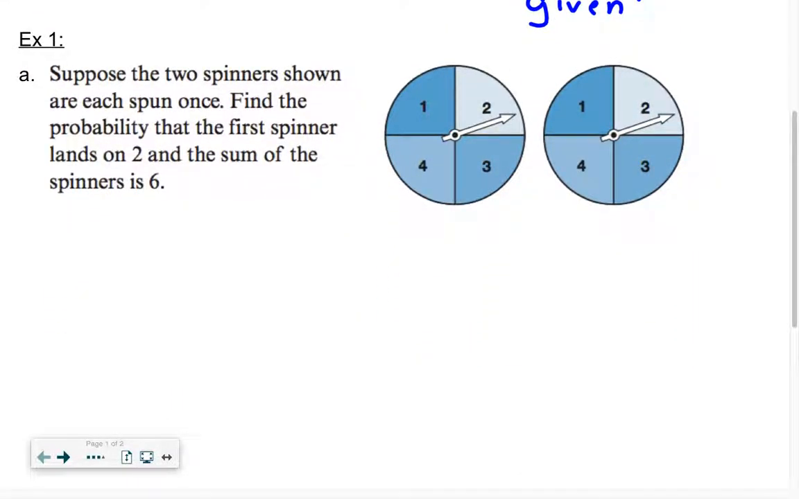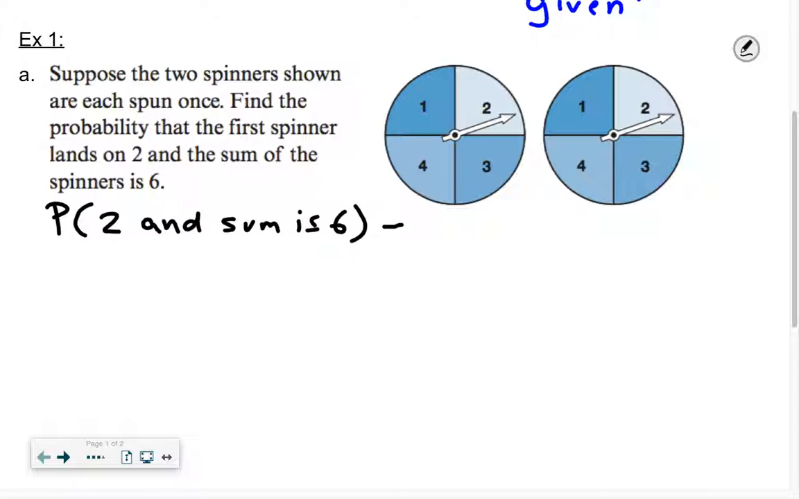Example number 1. Suppose we have the 2 spinners, 1, 2, 3, and 4. We want to find the probability that the first spinner lands on 2, and the sum of the spinners is going to be 6. A chart is going to be very helpful for this one because we do have our 2 events. So we have our top column and our bottom column. Notation, probability of 2, and that sum being 6. That's what we're looking for.